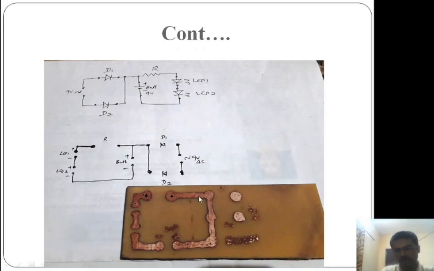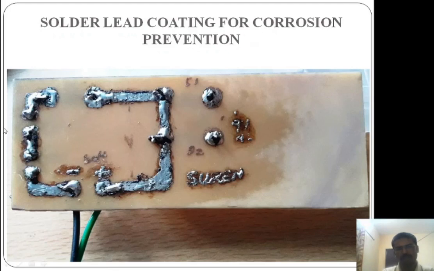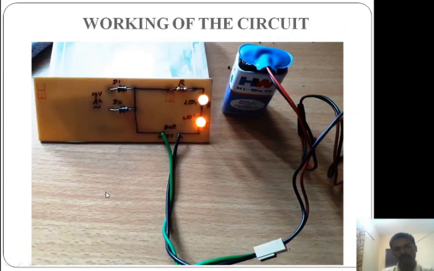oxidized and corrosion occurs. To prevent this copper material from corrosion, either you should use a solder mask. So solder masking is an automatic process and it is a huge costly process. You cannot do it here manually. So what we are doing is we are applying the solder lead here. So it will protect the copper from oxidizing. So that is why it is applied like this. And the wire is also connected here. The battery is connected. So next, see the final working of the circuit. It's simple. A battery is connected, the LED is glowing.